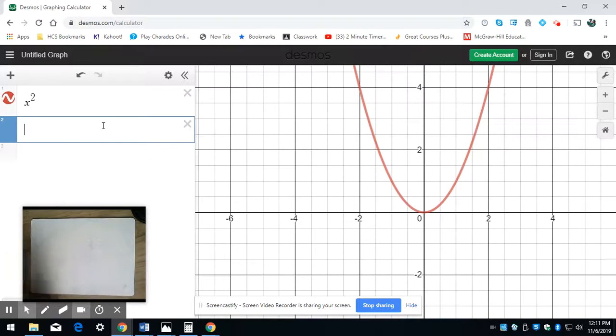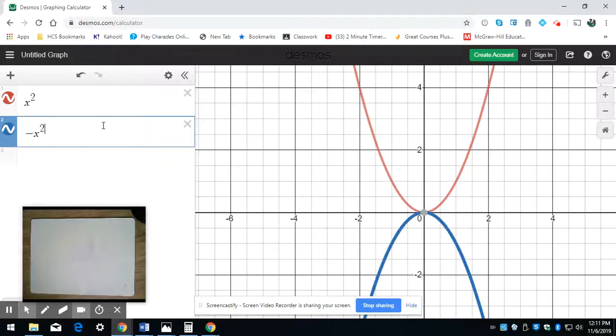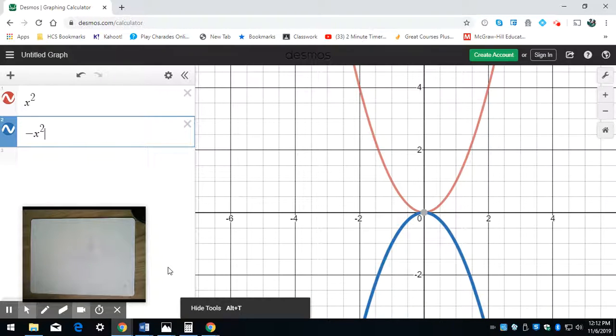If I have f of x equals x squared, then if I wanted to flip it over the x-axis, I'm going to have negative x squared. Y'all follow me so far? So we got negative x squared.